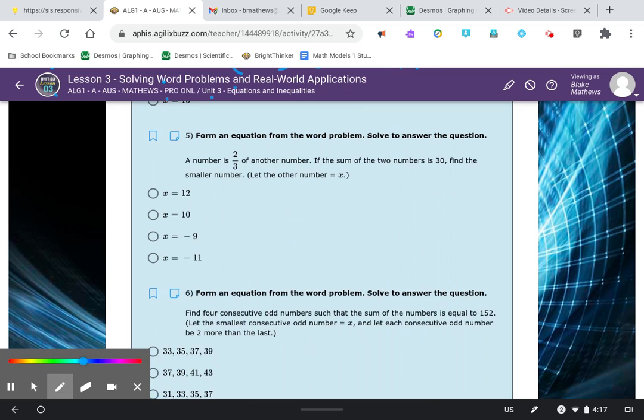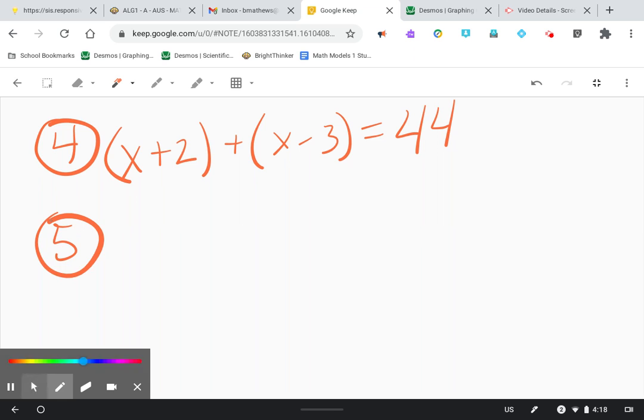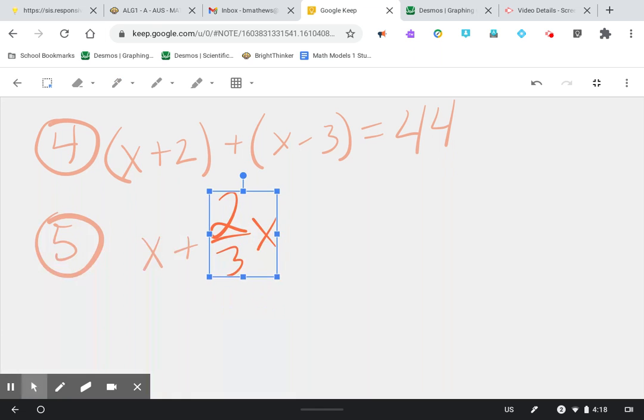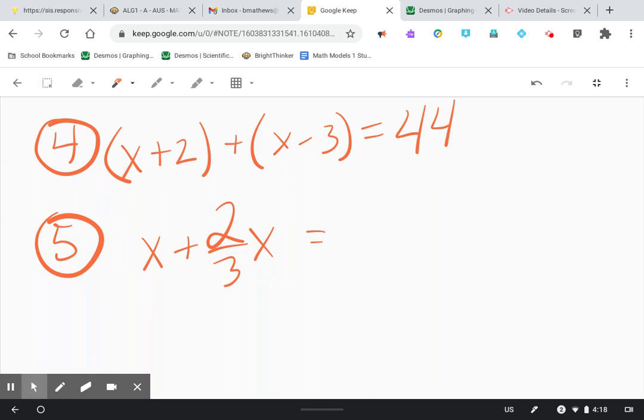It says here, a number is 2/3 of another number. The sum of those numbers is 30. So these two numbers add up to 30. The first number we'll call x, because that's what it is. And the other number equals 2/3 of that number. And so there's our equation again: x plus 2/3 x equals 30.